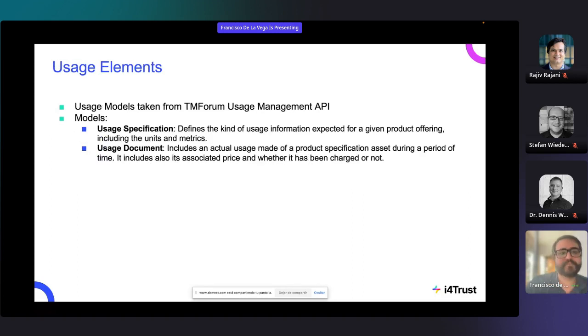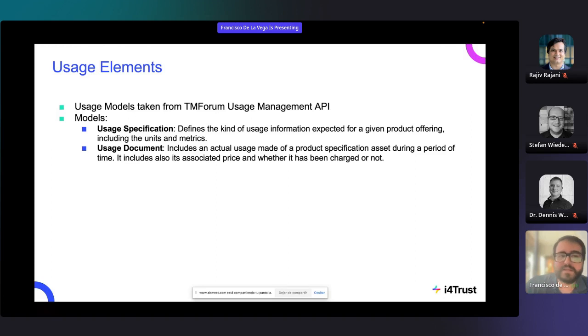Okay, another very important element within the business API ecosystem APIs is the usage. As I have mentioned before, the business API ecosystem software is supporting pay per use. But in order to be able to process a real payment and a real offer that is under a pay per use model, you need the accounting information, you need the usage information. Okay? This is where the TM Forum Usage Management API is used.